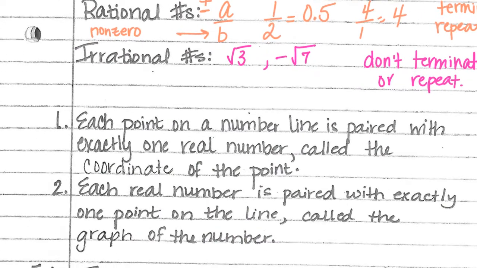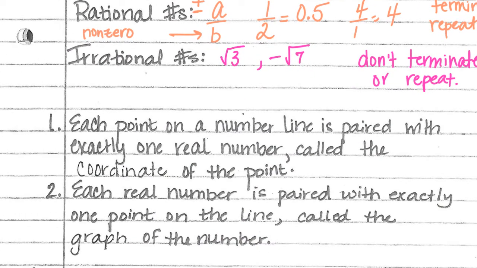And here are just some little rules of thumb. Each point on a number line is paired with exactly one real number. Now, a real number is all the numbers that we just talked about: natural numbers, integers, rational, whole. This is called a coordinate. You have probably heard of the word coordinate, but I'm going to underline that because you do need to know what a coordinate is. Moving on, number 2. Each real number is paired with exactly one point on the line called the graph of the number. So we'll be talking about some of these things.